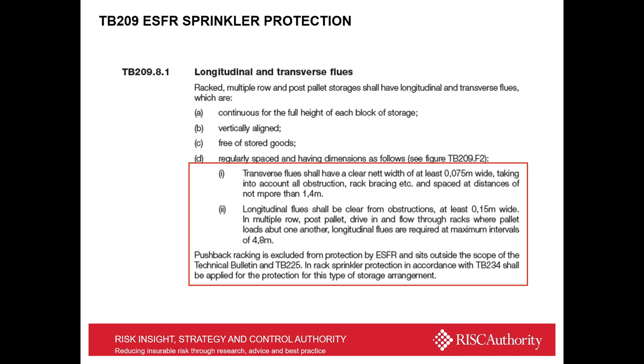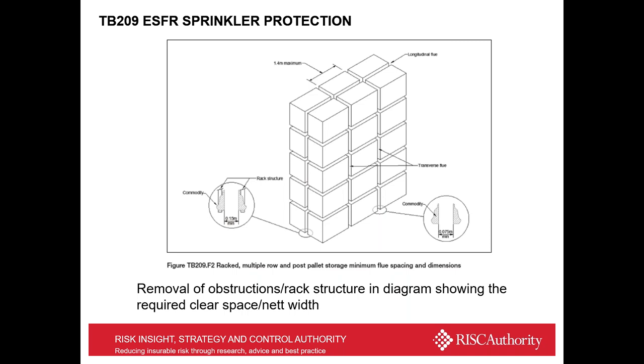And the diagram there shown as TB209 figure 2 confirms that all we've done is removed the requirement and just given a little bit more clarity to the wording. So there's a minimum clearance requirement for an ESFR system within racking and down the longitudinal flue of 150 mil, excluding obstructions. So if you've got obstructions in there, you've still got to maintain 150 mil around the obstructions, and within the transverse flue, 75 mil.